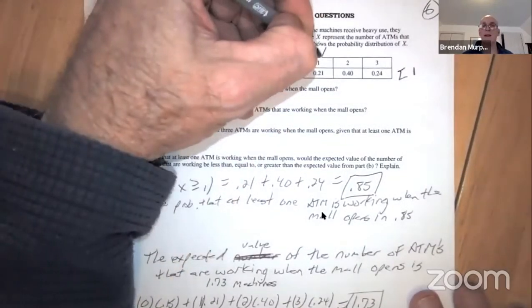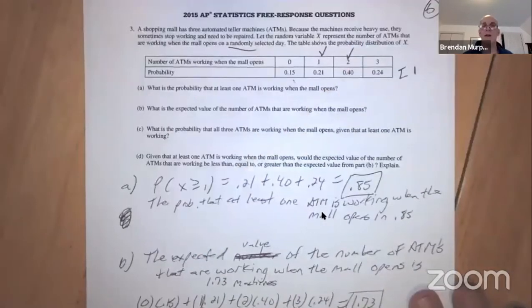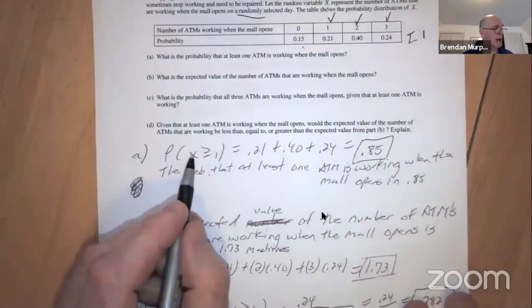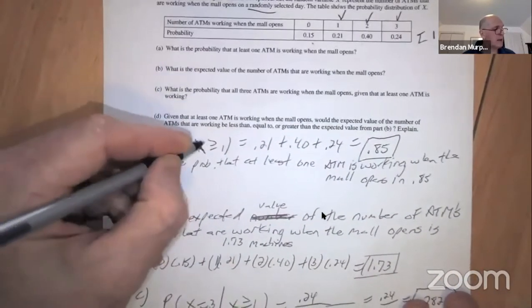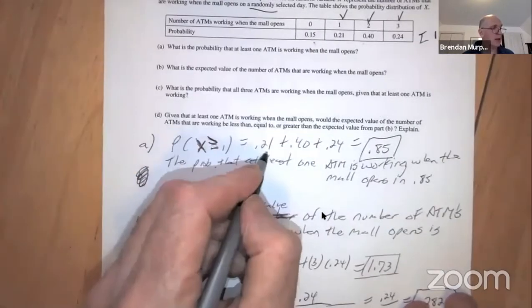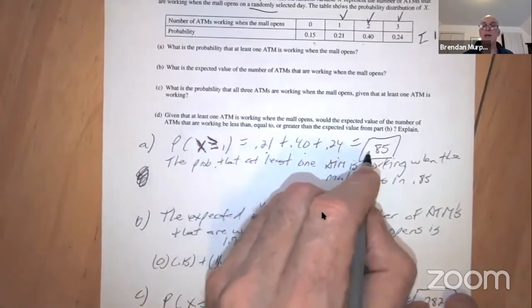Well, one working is at least one, two working is at least one, three working is at least one. So in part A, I said the probability that my big random variable X is greater than or equal to one, at least one machine is working. I just added those three probabilities and got 0.85.